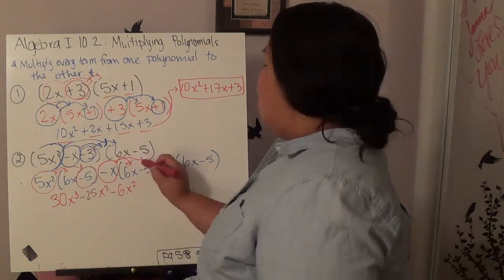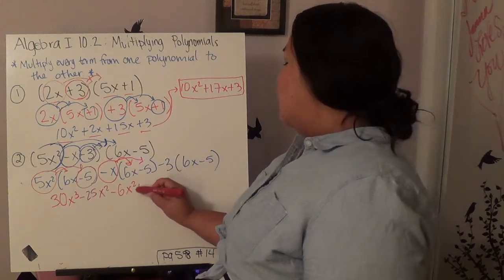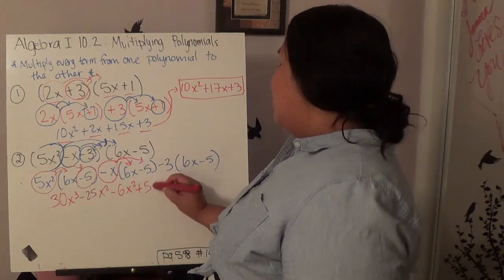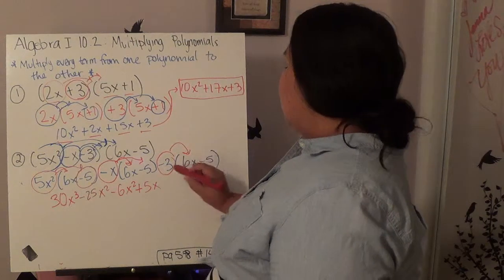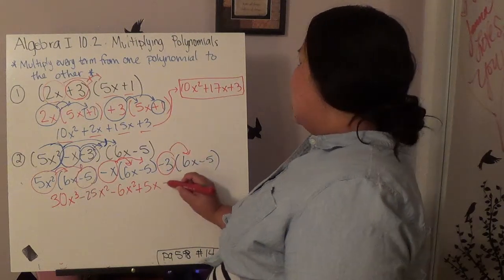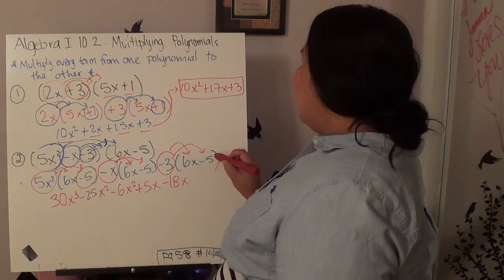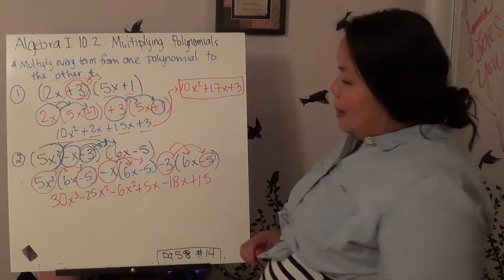And I'm going to go ahead and bring it over here. So this negative 1x and this negative 5 gives me a positive, x times 5 is 5x. And I'm going to bring this whole thing and bring it here. So negative 3 times positive 6x is negative 18x. And then this negative 3 times this negative 5 gives me positive 15.